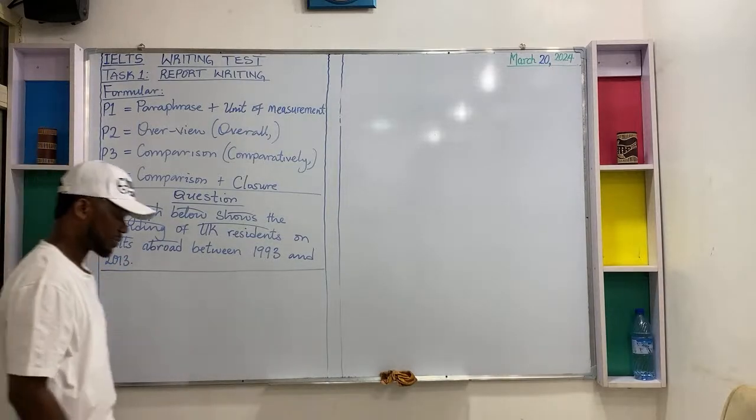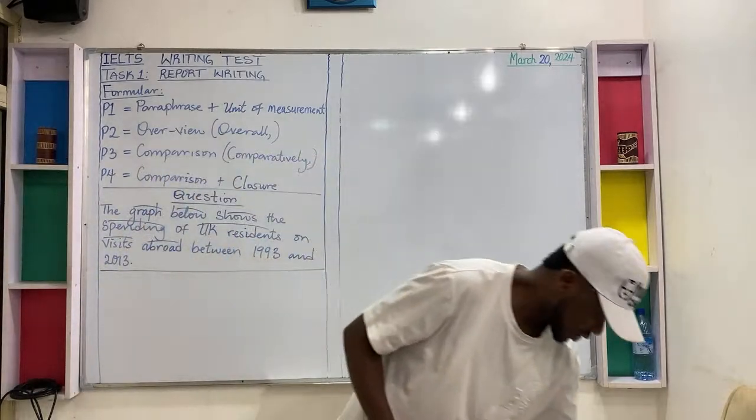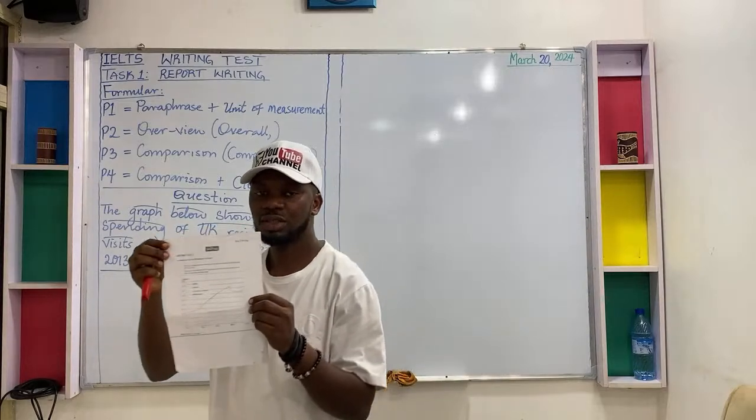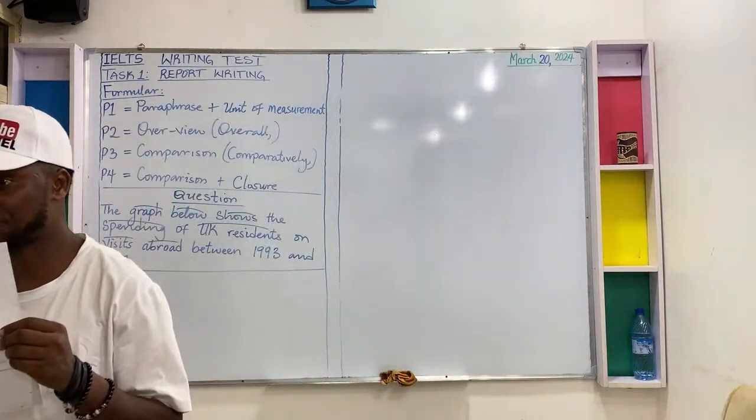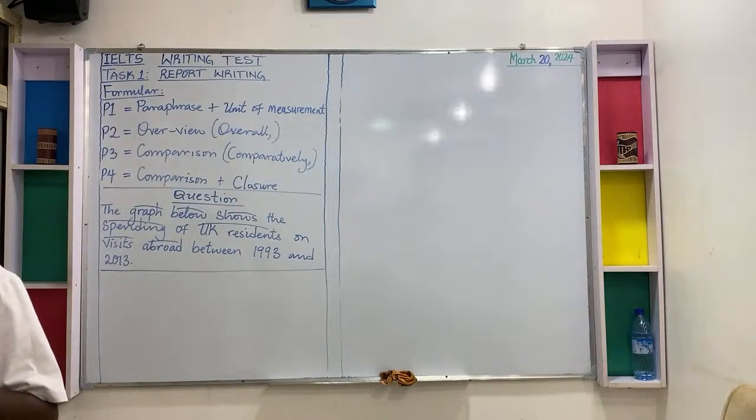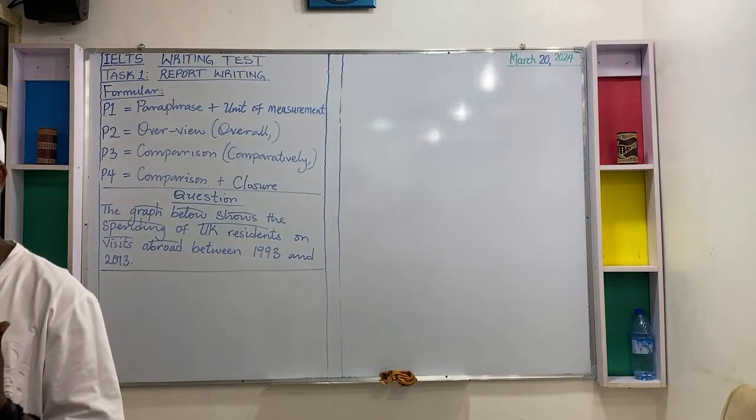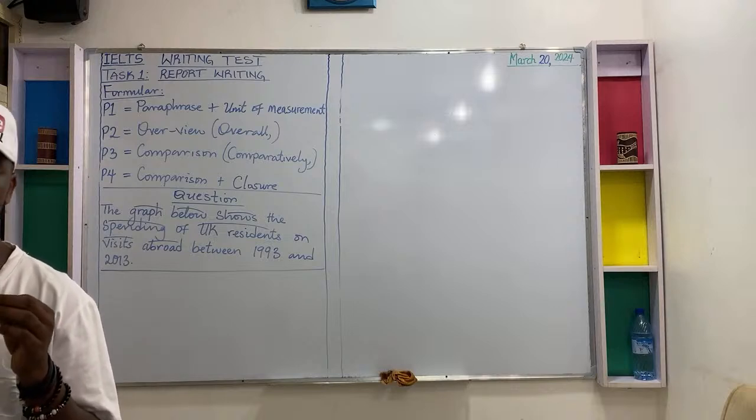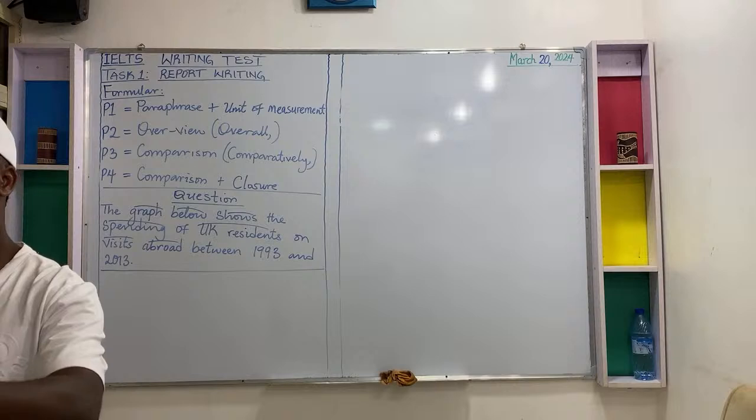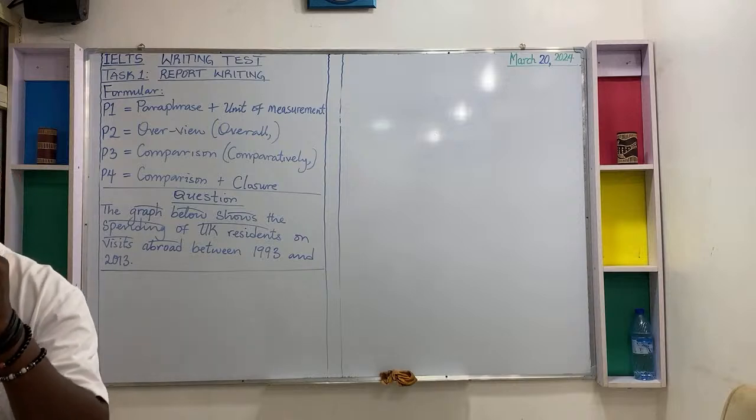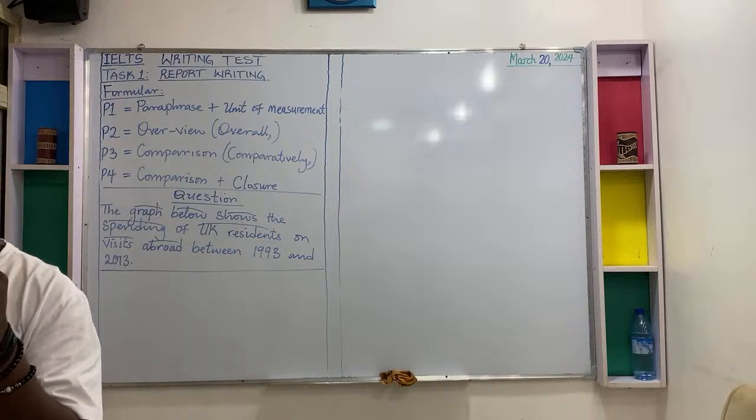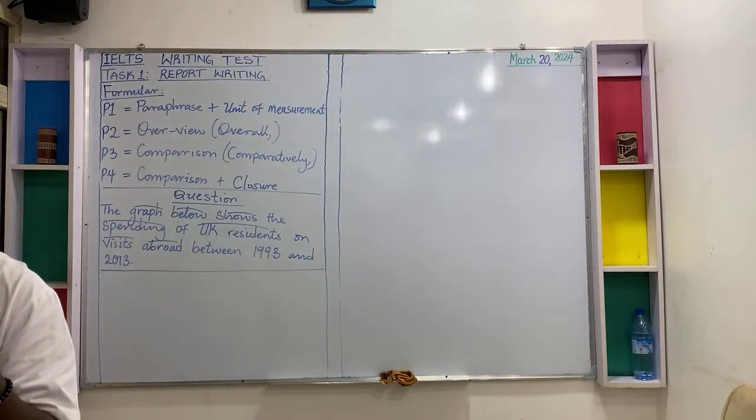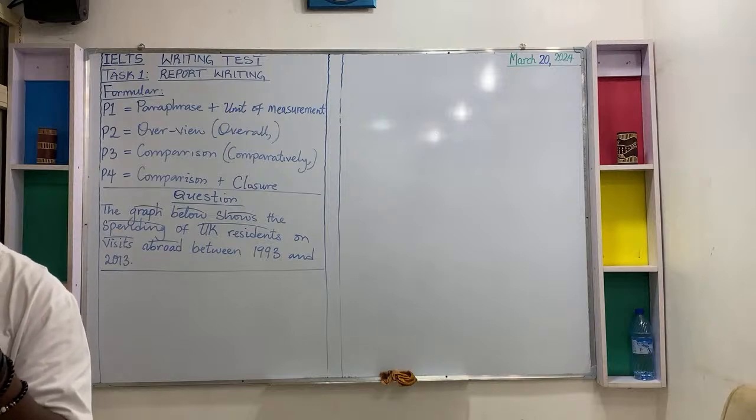In the normal question, IELTS will not mention the name of the graph. Do you understand this? The graph we are treating has its own name, right? But in a question, IELTS will not mention it. So when you are paraphrasing, you are required to now give the name. What is the name of this graph? Line graph is the name.